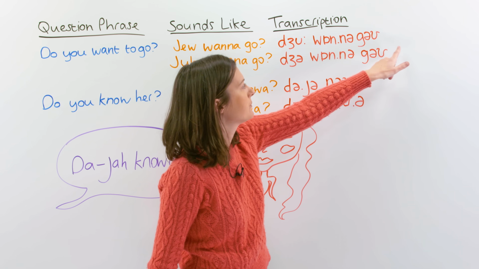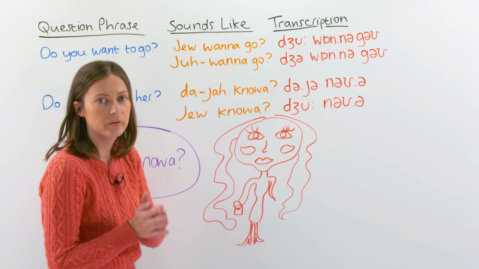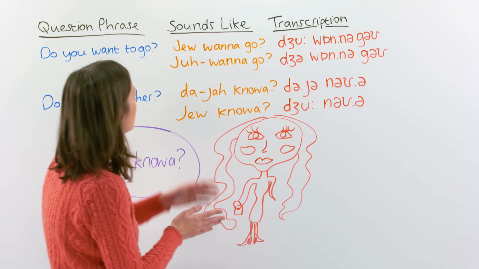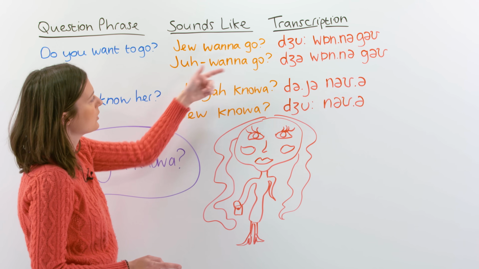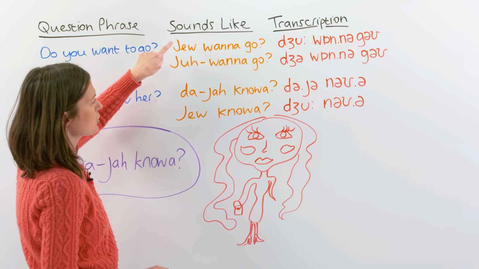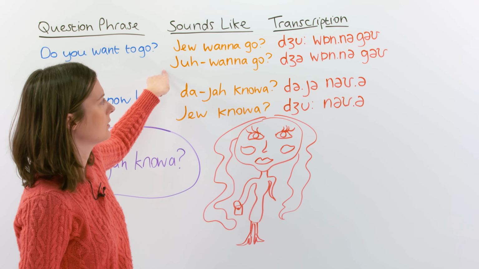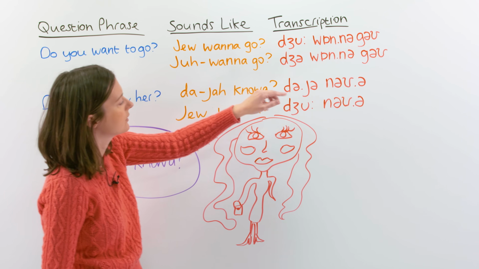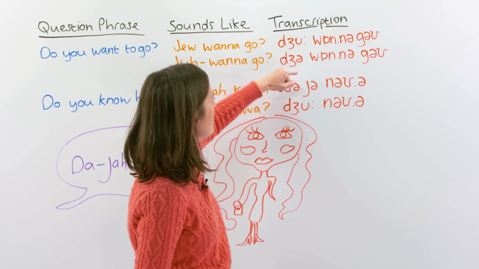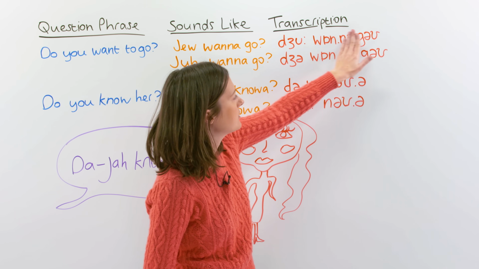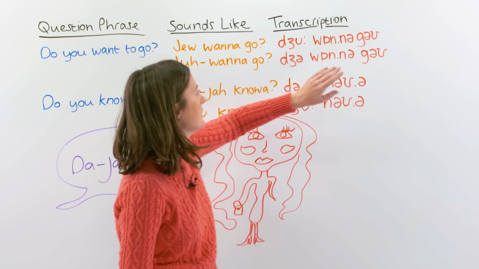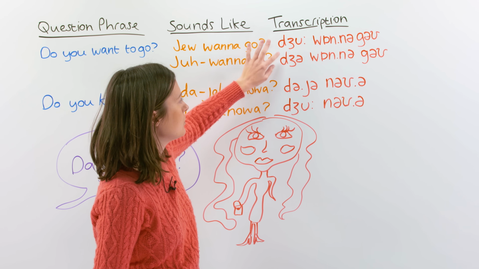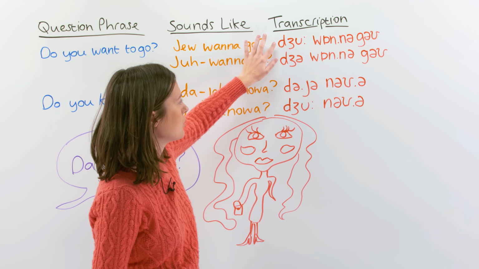Do you want to go? Now I can also say it a different way. Do you want to go? Do, ja, do, ja. Do you want to go? Ja, wanna go. This part is all the same. The only difference was do, ja, do, ja.